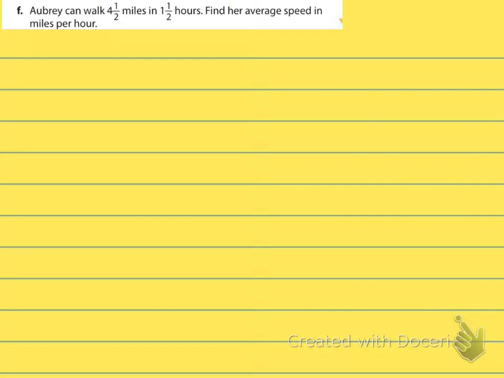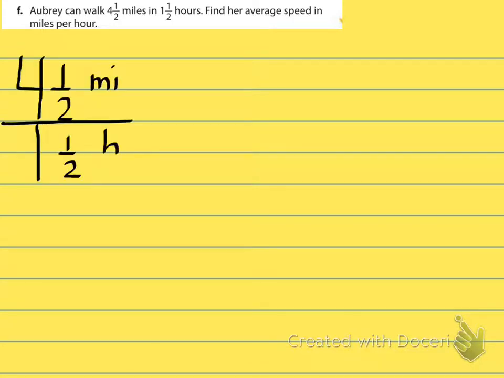Now we're going to do the same for F. Aubrey can walk 4 1/2 miles in 1 1/2 hours. Find her average speed in miles per hour. So we're going to set it up first as a rate. So I've done that here. And then we're going to go ahead and make it a division problem.